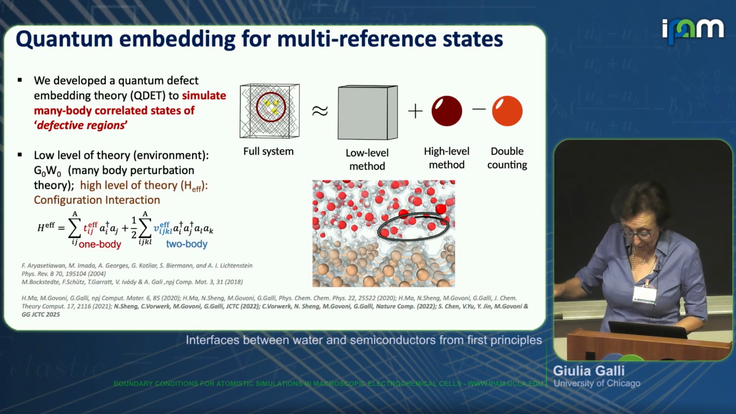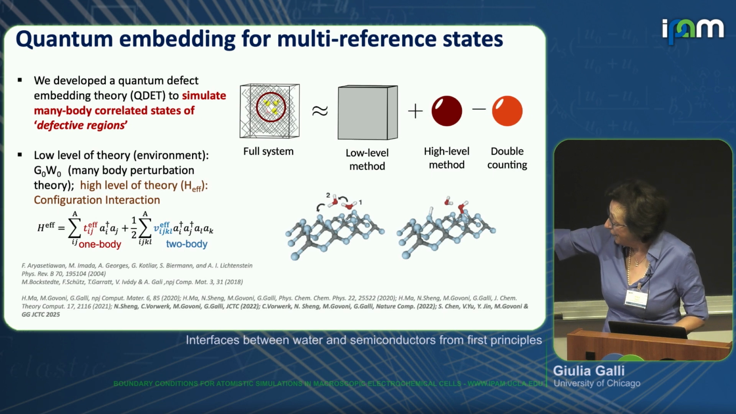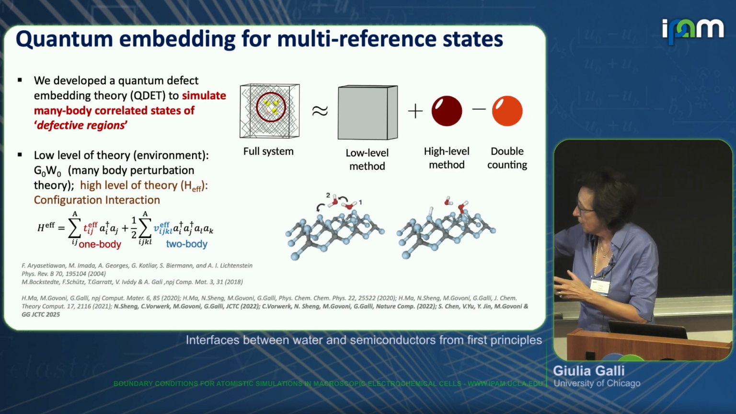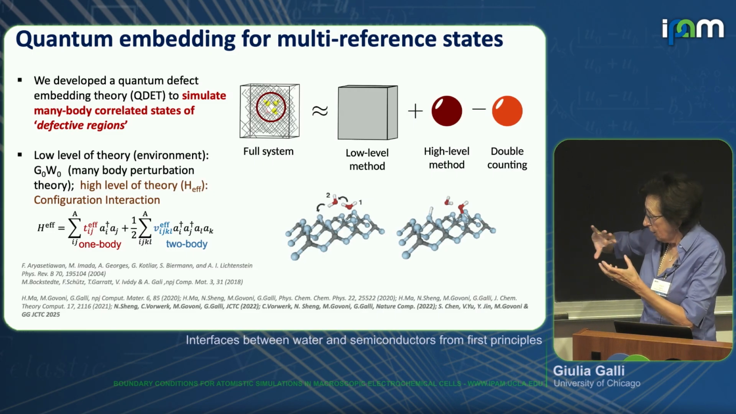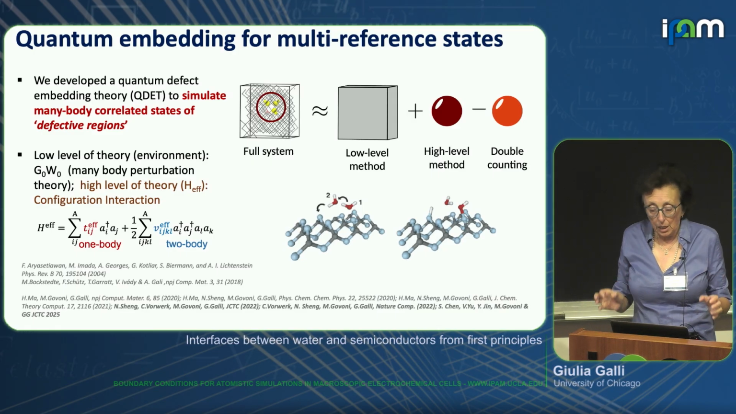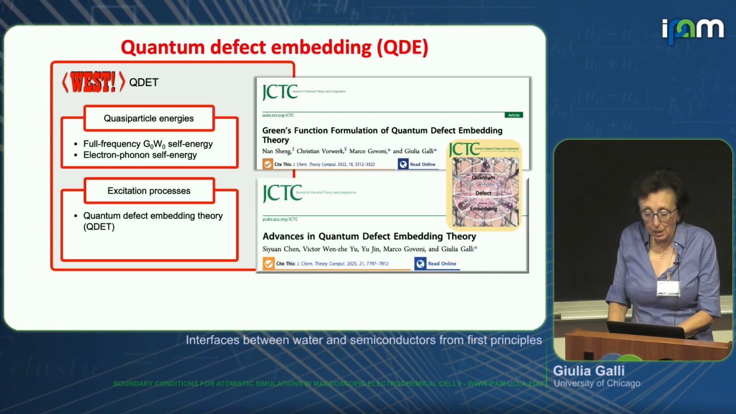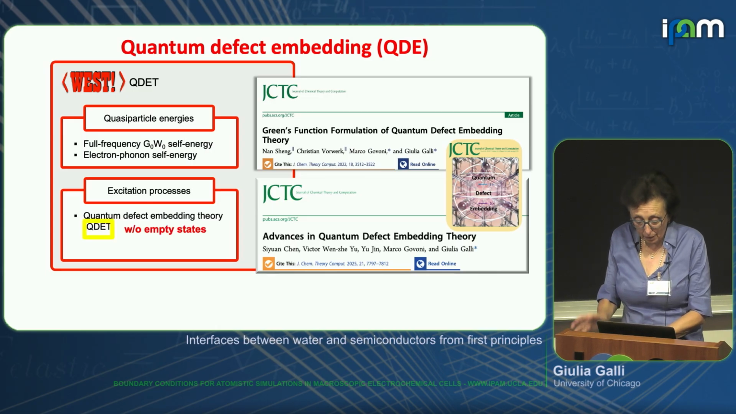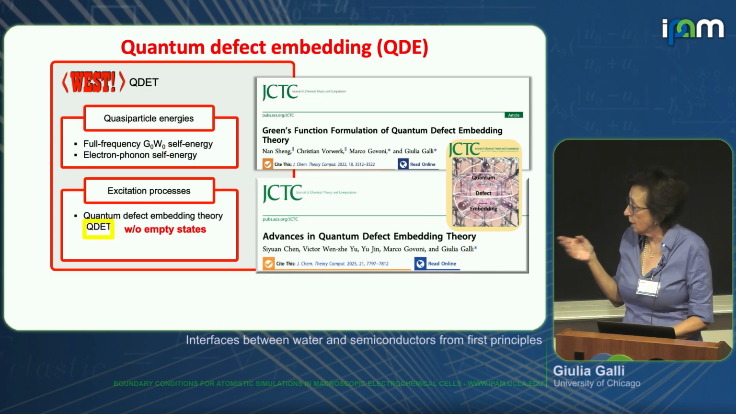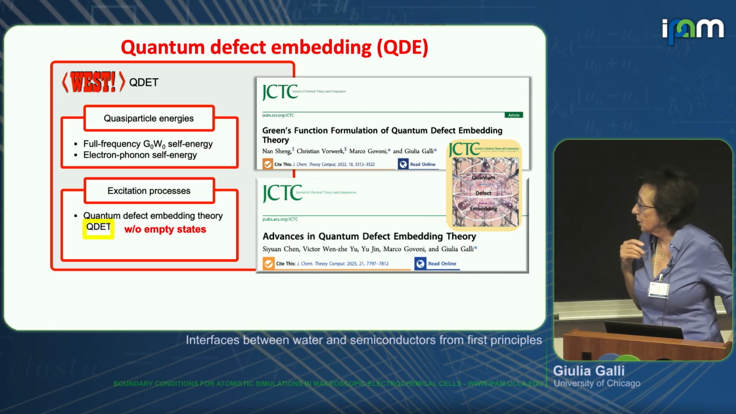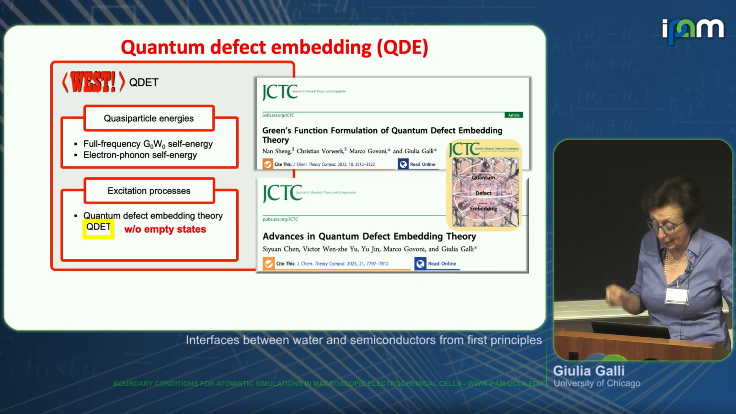But if you identify this, and then you identify the region on your surface, this, by the way, is the silicon carbide surface, where there is your region of interest, you can embed it. We have done calculations with this framework that we call quantum defect embedding without empty states again.